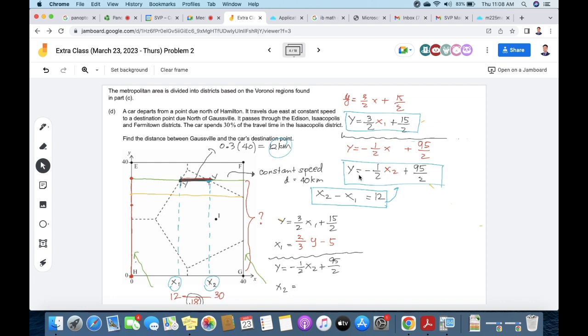So we just did algebraic manipulation here. What we can do is transfer 15 over 2 to the left. So y minus 15 over 2. And then multiply everything by 2, then divide by 3. Can you check if this is what you've got also? Ren, please confirm.